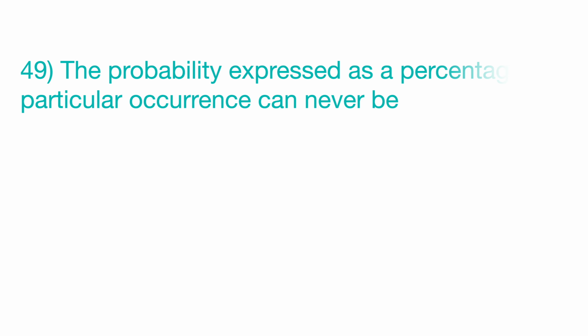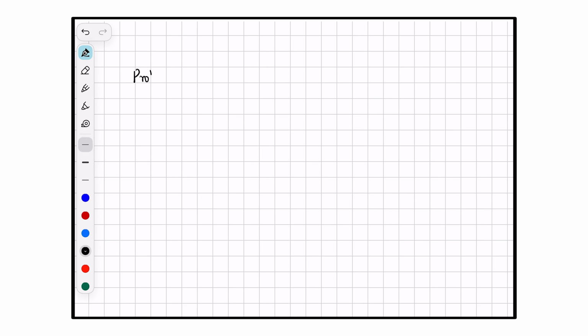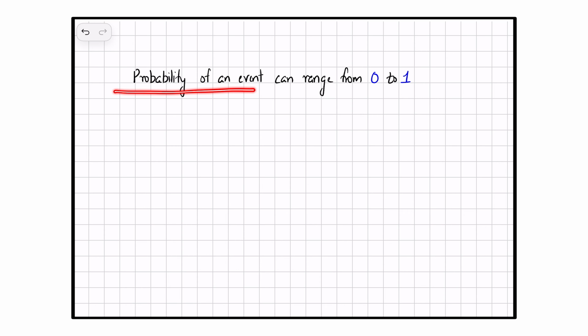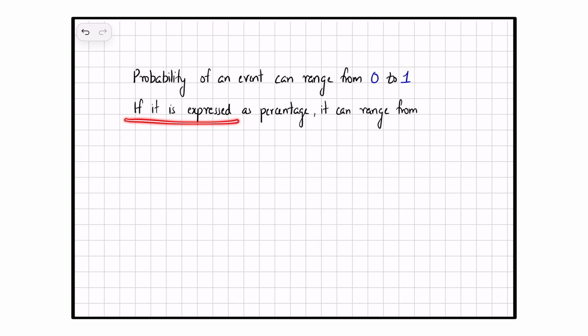Next question. The probability expressed as a percentage of a particular occurrence can never be. The four options are less than 100, less than 0, greater than 1 and anything but a whole. We know that probability of an event can range from 0 to 1. Now, if we express this in terms of percentage, it can range from 0% to 100%.